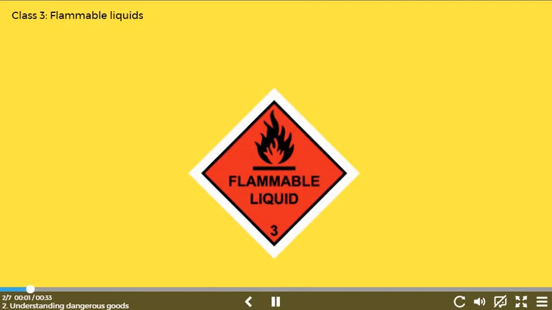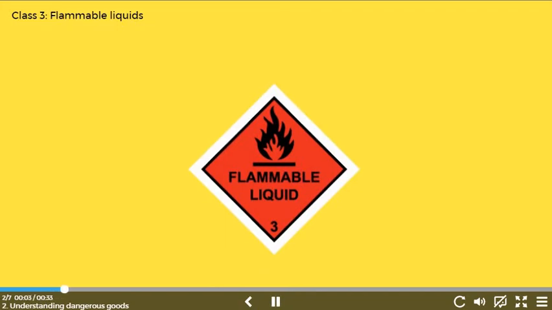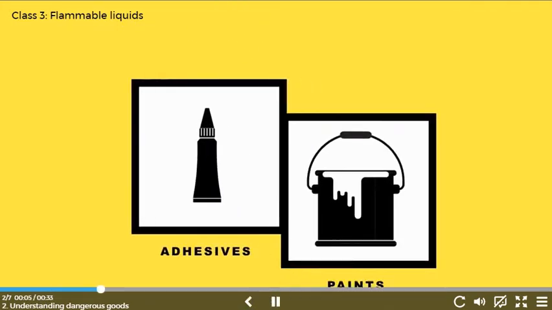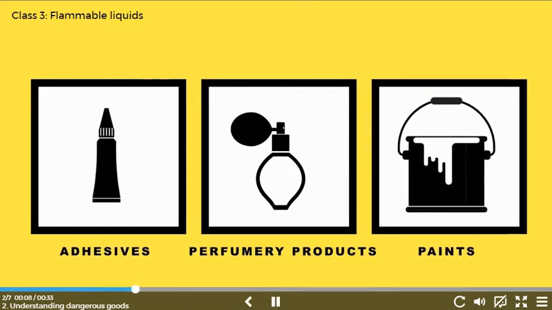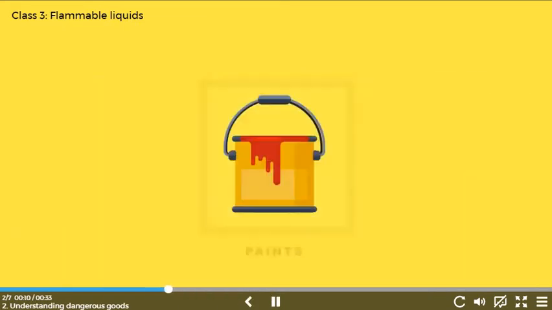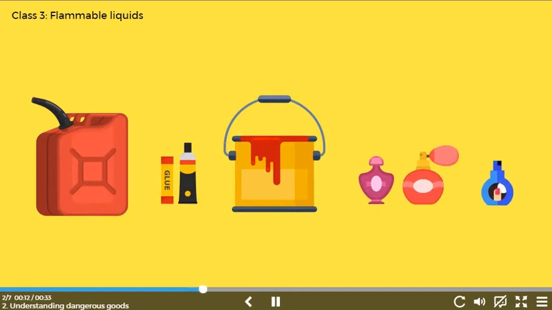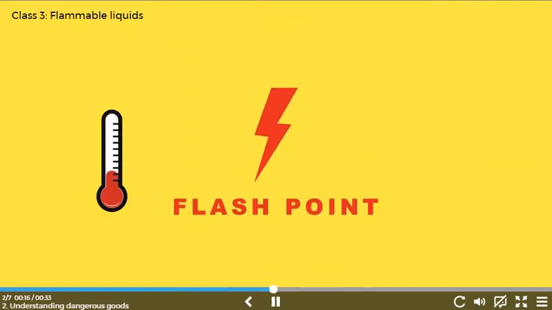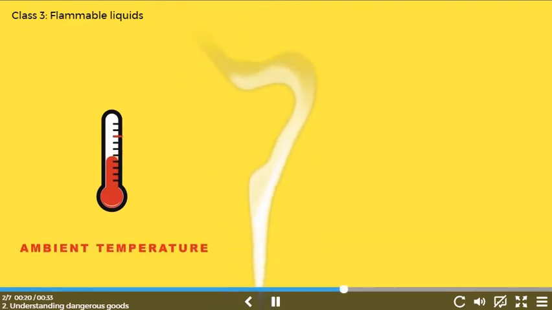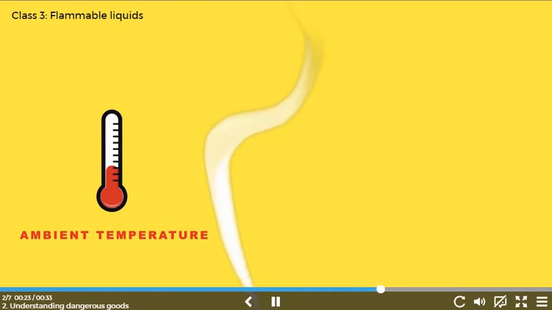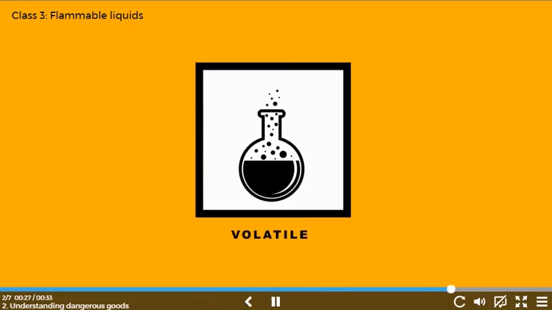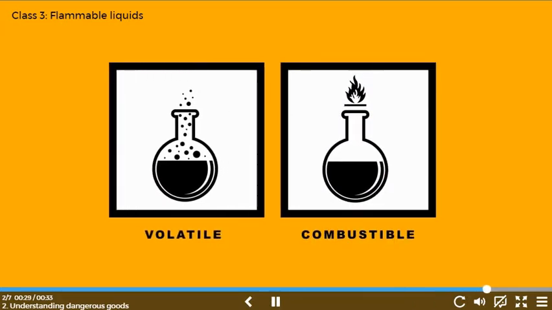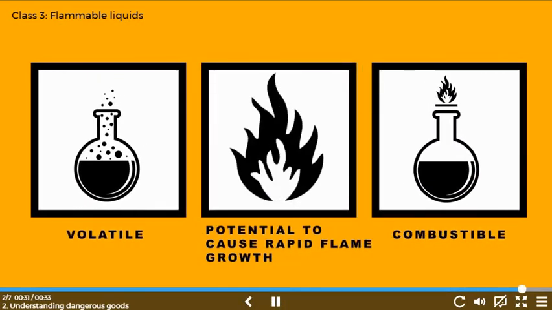Common examples of Class 3 flammable liquids include adhesives, paints, and perfumery products. Those are liquids, mixtures of liquids, or liquids containing solids in solution or suspension that have a flashpoint temperature 60 degrees Celsius or below and give off flammable vapor at ambient temperature. Flammable liquids can pose serious hazards due to their volatility, combustibility, and potential to cause rapid flame growth.